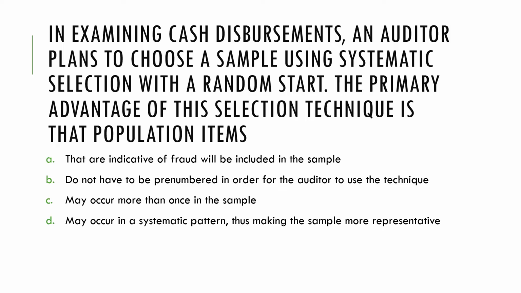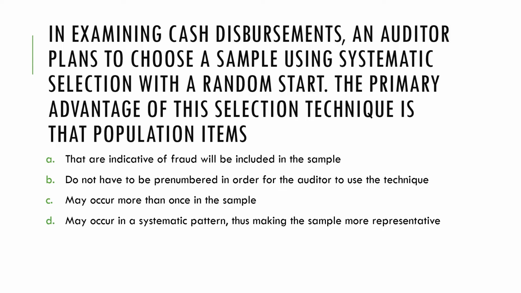Now, for this question, we are being asked what is the primary advantage of systematic selection? Letter A says that population items that are indicative of fraud will be included in the sample, or B, do not have to be pre-numbered in order for the auditor to use the technique. Or letter C, population items may occur more than once in a sample. Or letter D, the population items may occur in a systematic pattern, thus making the sample more representative.